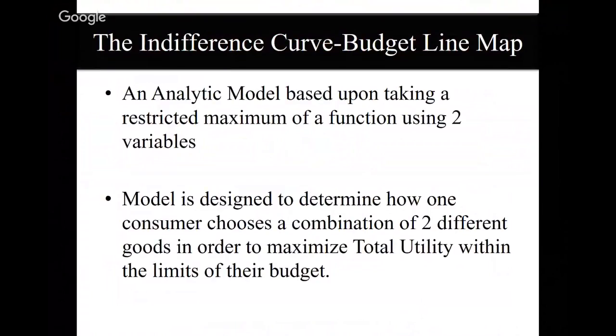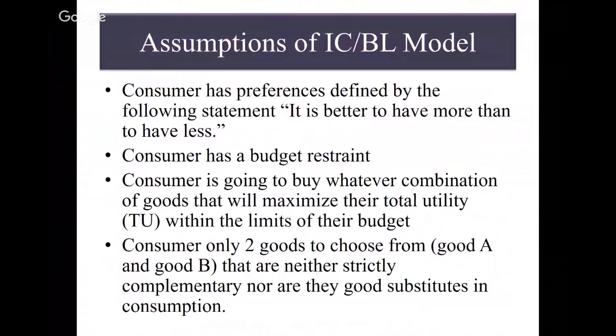Now, the Indifference Curve-Budget Line Map, as I said earlier, is analytic. It's based on the following math problem. You have a function that uses two variables, and you're trying to find a restricted maximum, like the variables have only so many values they can take, like they're between 0 and 10, 0 and 20. And so what combination of the two variables will maximize the function's value, but stay within the limits of those boundaries for the variables? The model itself is designed to determine how one consumer chooses a combination of two very different products in order to maximize total utility, yet remain within the limits of their budget. So let's move forward then, shall we?